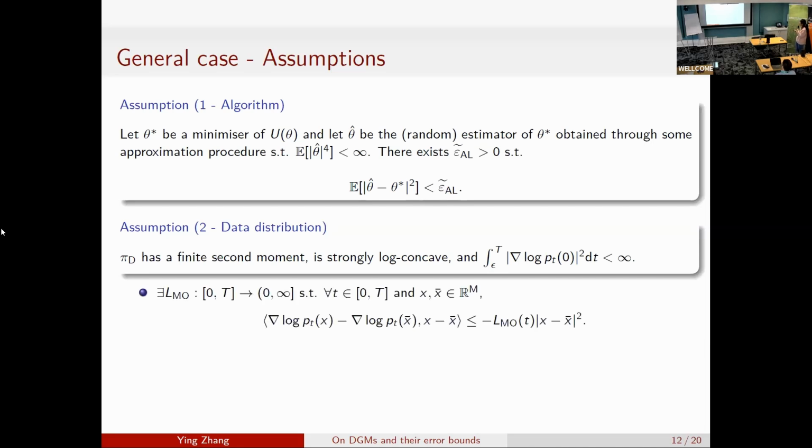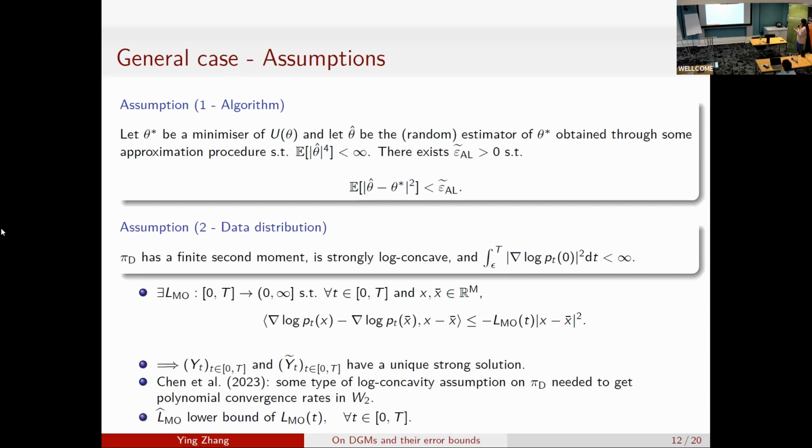The data distribution being strongly log-concave translates to this type of condition on the score function. And this integrability condition together with this condition will ensure the existence of the unique strong solution of the backward process Y_t, the time reverse of the OU process, as well as this Y tilde process, that is, the time reversal with the initial distribution replaced with the Gaussian. So these conditions ensure the unique strong solution of these two processes. Then we note that because here we have this type of constant that is dependent on time, in our analysis we just consider a uniform lower bound to ease the notation.